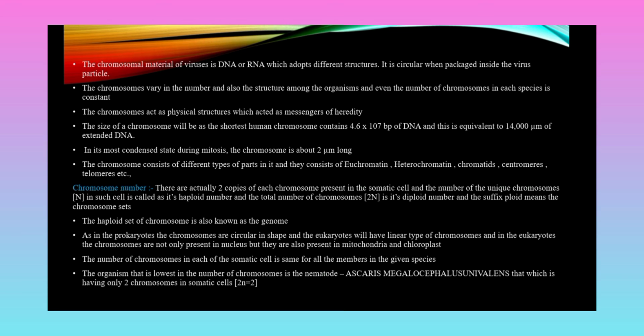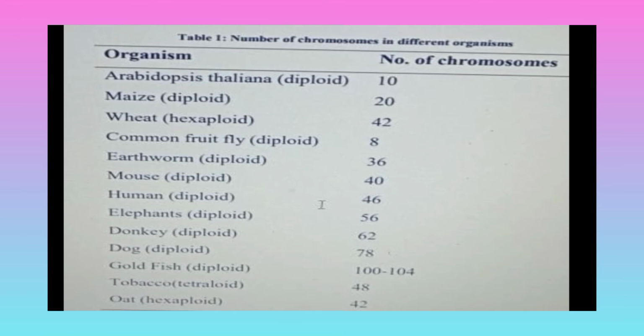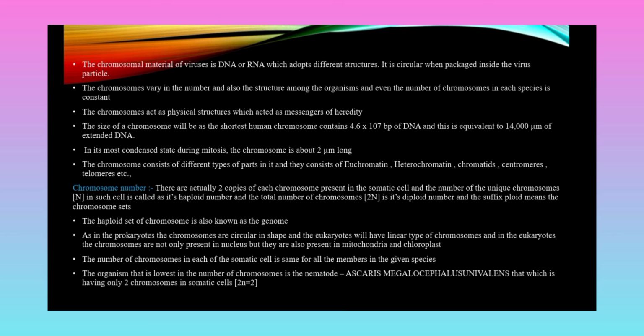For example, prokaryotes have one type of cell, while eukaryotes have different types of cells. When coming to prokaryotes, chromosomes are circular in shape. Eukaryotes have linear chromosomes, meaning straight chromosomes. Eukaryotes also have chromosomes not only in the nucleus but also in the mitochondria and chloroplast. And the number of chromosomes in each somatic cell will be the same for all the members of a given species.